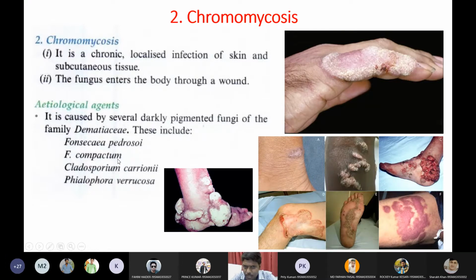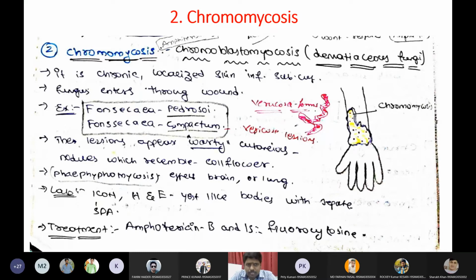Fonsecaea pedrosoi and Fonsecaea compacta are responsible for chromomycotic infection, which is a chronic granulomatous localized skin infection. What type of skin infection? Subcutaneous tissue, a subcutaneous skin infection. The lesions caused by chromomycosis look like warty cutaneous nodules, resembling a cauliflower. The nodules formed by this chromomycotic infection look like cauliflower-like nodules on the surface of the skin.